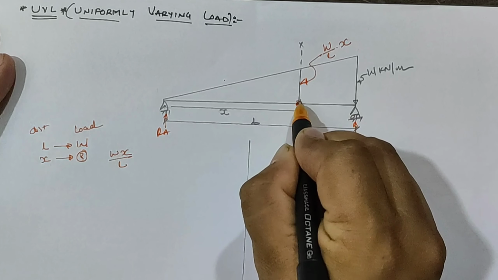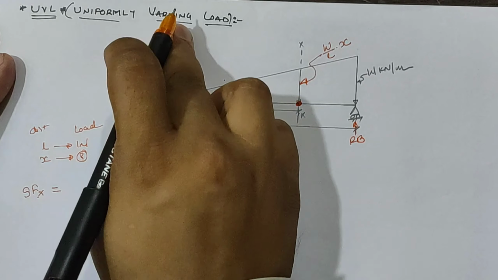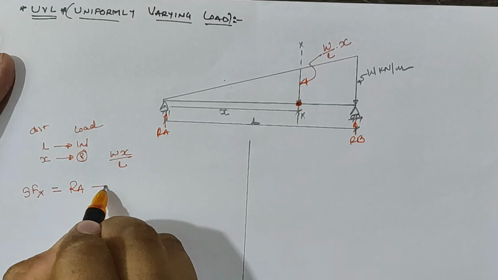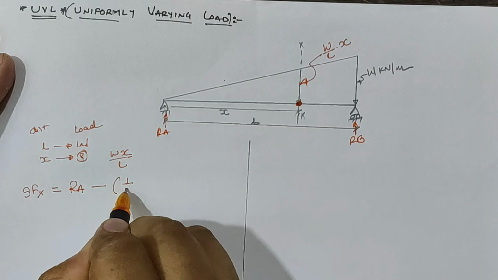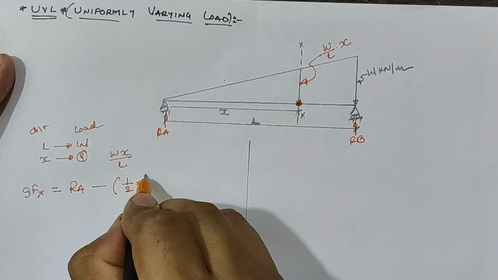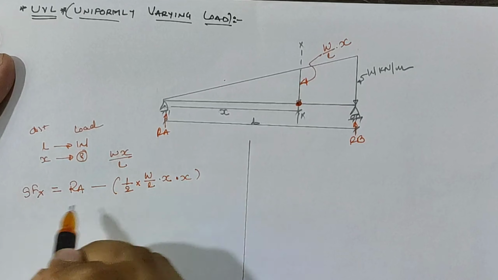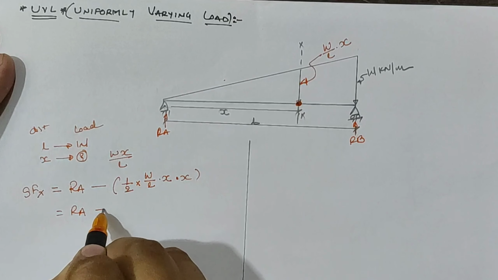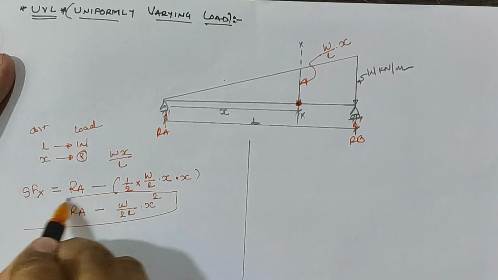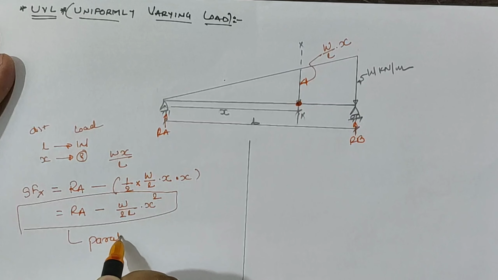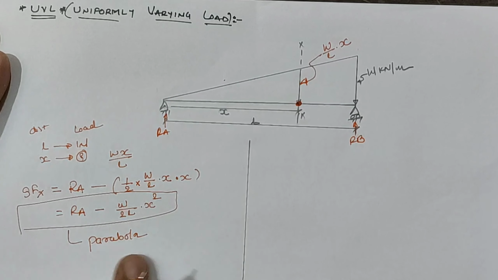Now at this location, if we calculate the shear force, SF at X is equal to the vertical reaction Ra minus the total load of this section as a UVL, which is 1/2 into the load value W by L into X into the distance X. Hence our value is Ra minus W by 2L into X square. And this equation is for a parabola. Hence for the UVL, our shear force diagram is a parabolic curve.